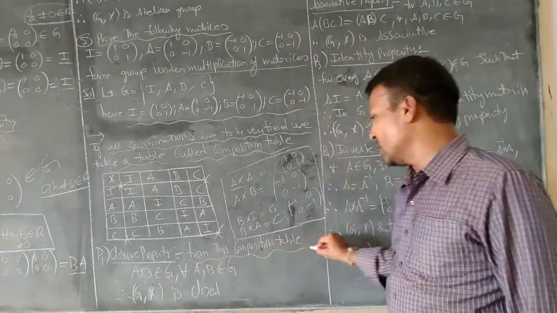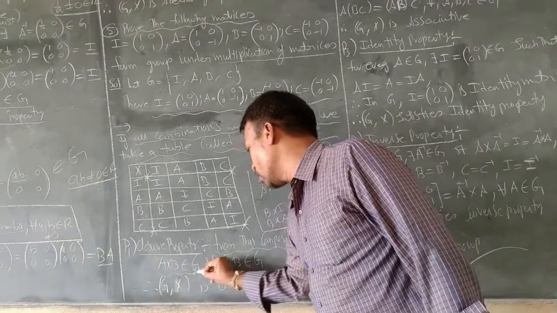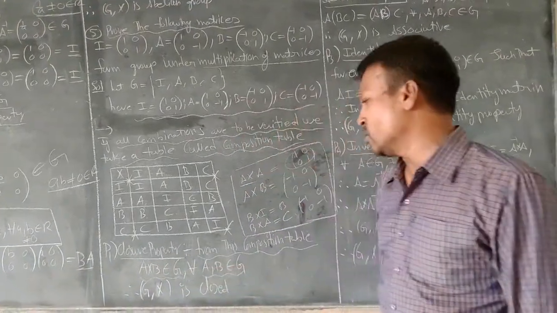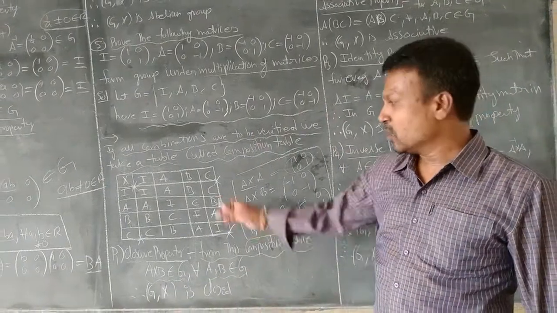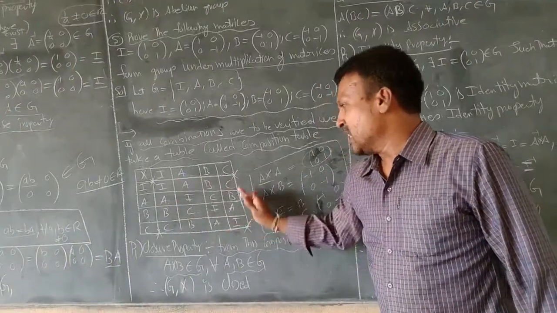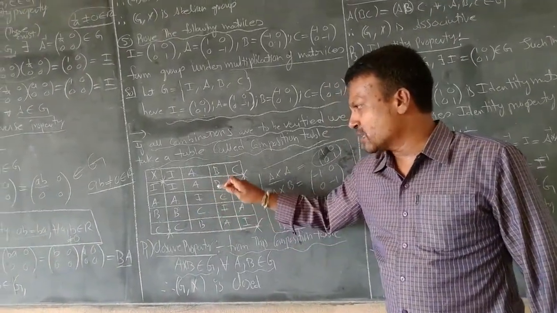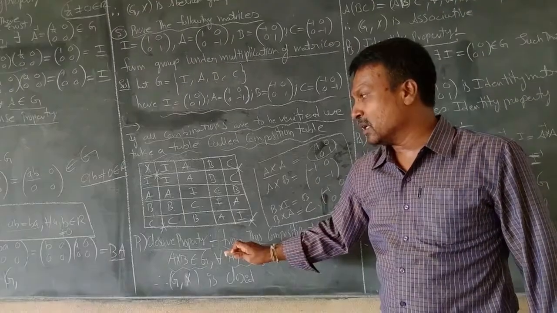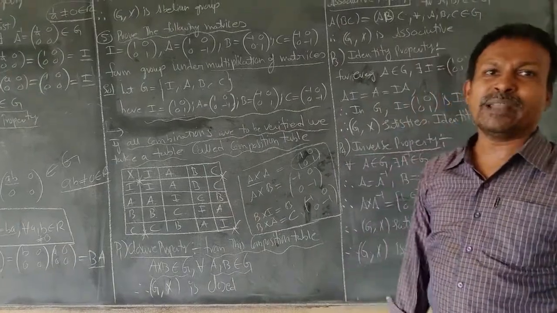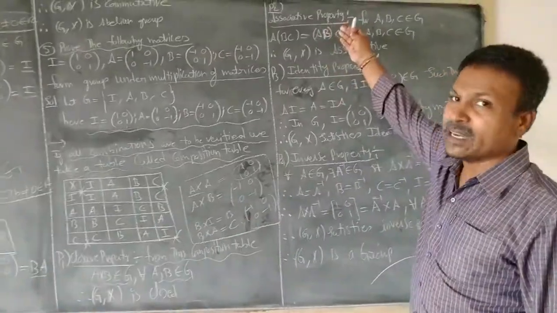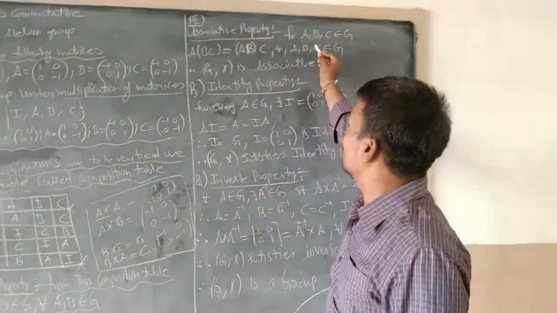From this composition table, A into B belongs to G for every A, B belonging to G. Therefore, G, star is closed. So, by observing the resultant values of this composition table, I concluded that the set G satisfies the closure property with respect to multiplication. Right. I am going to the next property, that is the associative property.